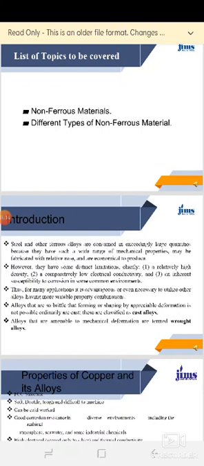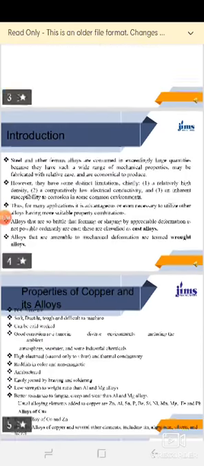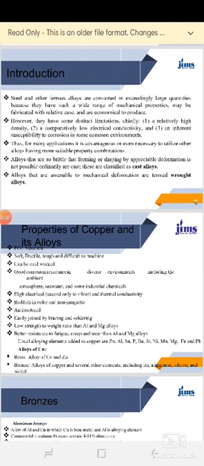Those alloys that are so brittle that forming or shaping by appreciable deformation is not possible, or are ordinarily cast, are classified as cast alloys. Those alloys amenable to mechanical deformation are termed wrought alloys. Okay. So properties of non-ferrous material, those are properties of copper and alloy.